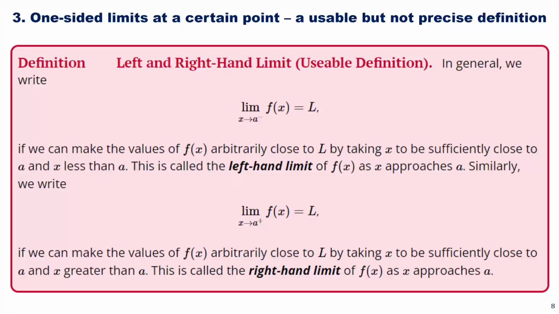And similarly, we write the limit of f(x) equals L when x approaches a from the positive side if we can make the values of f(x) arbitrarily close to L by taking x to be sufficiently close to a and x greater than a. This is called the right-hand limit of f(x) as x approaches a. Did you get it?